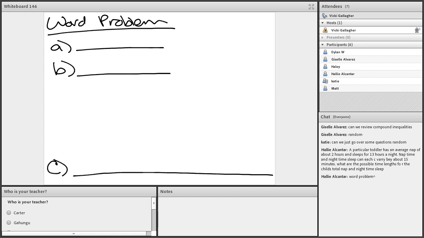All right, so this problem says a particular toddler has an average nap of about 2 hours and sleeps for 13 hours a night. Nap time and nighttime sleep can each vary by about 15 minutes. What are the possible lengths for the child's total nap and nighttime sleep?